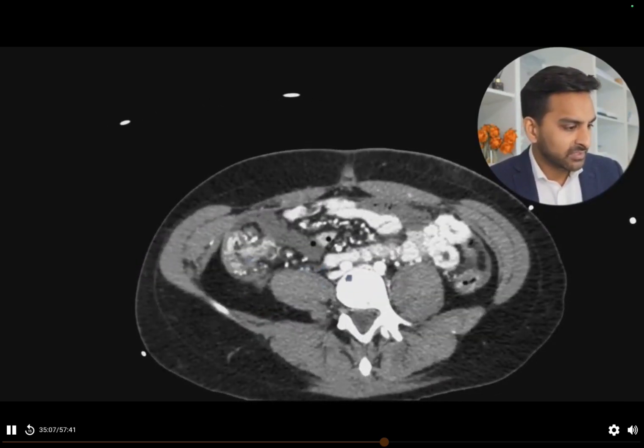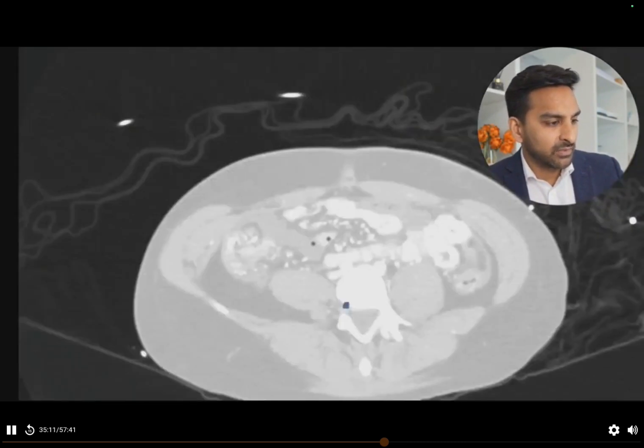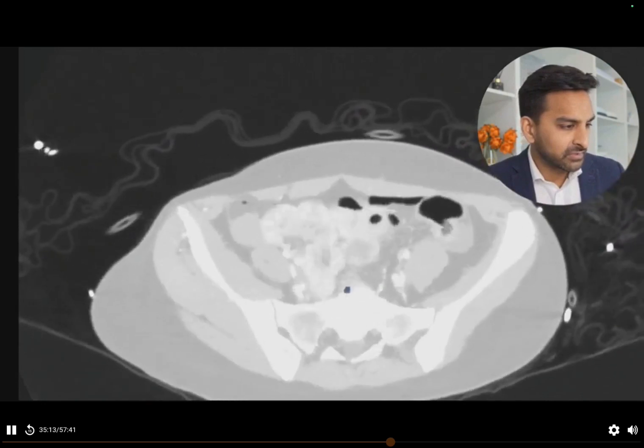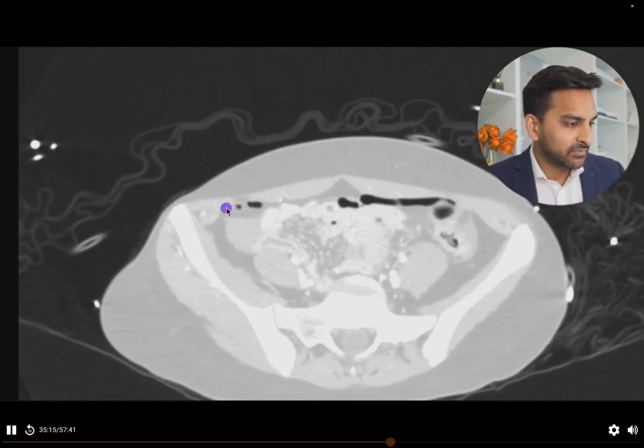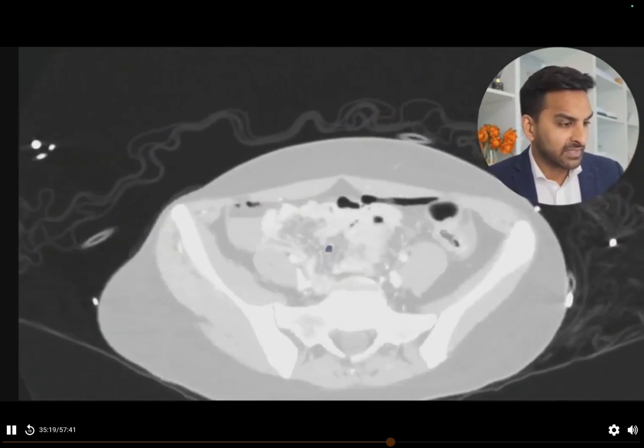So if we're thinking there could be a defect within the bowel, we should try and make sure that there are no locules of free air. And actually, yeah, look, free air all over this area over here. So there is definitely a bowel perforation there.